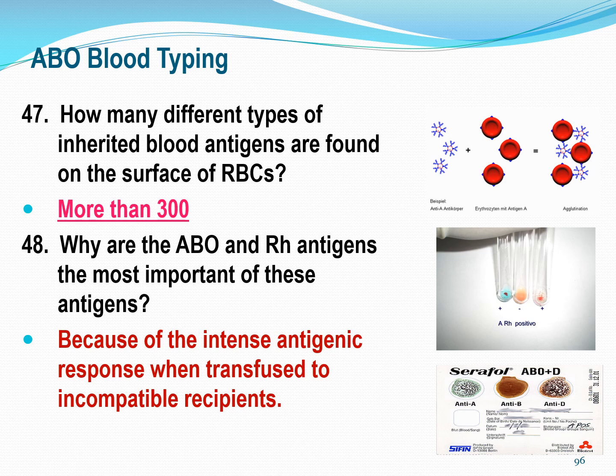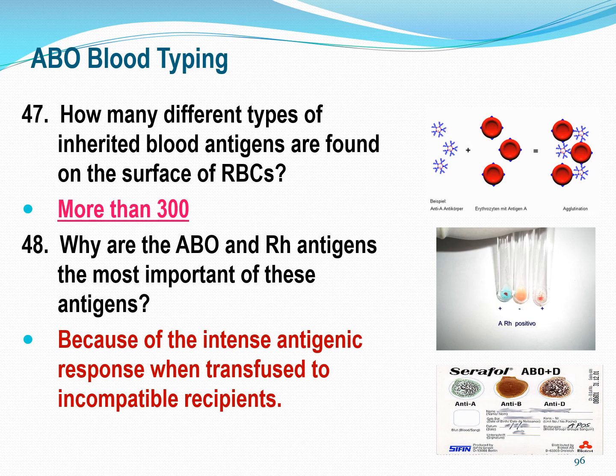Remember, there are more than 300 different types of inherited blood antigens that are found on the surface of RBCs. So why are the ABO and Rh antigens the most important of these antigens? Because of the intense antigenic response when transfused to incompatible recipients.